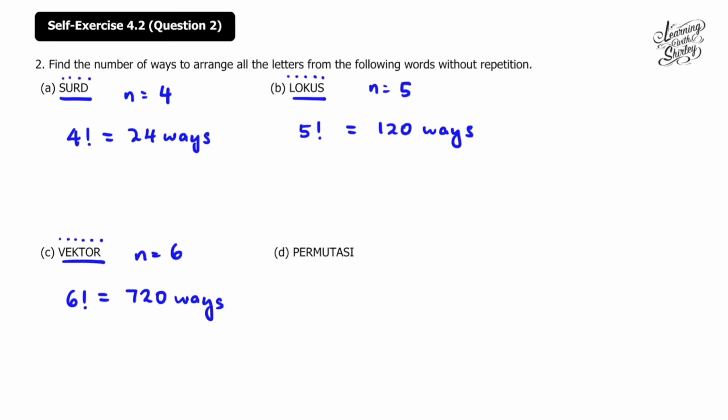And next, D is permutation. So let's count how many letters. 1, 2, 3, 4, 5, 6, 7, 8, 9. Means n equals 9. And the number of ways is 9 factorial, which equals 362,880 ways. And this is the answer.